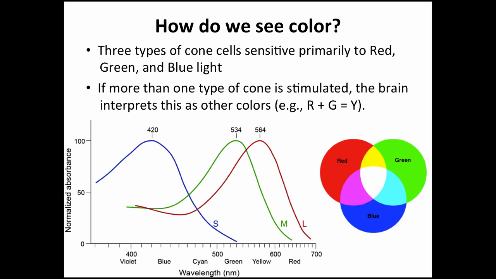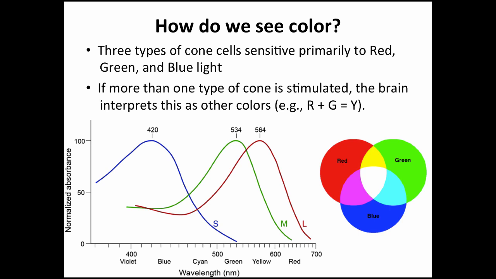But what happens if a wavelength of light enters the eye that doesn't fall right at one of these peaks? So for example, let's say that light entered the eye at a wavelength of approximately 470 nanometers. That falls right in between that blue peak of 420 and the green peak of 534. This type of light would stimulate the blue and green cone receptors equally, and the brain would interpret this as a light bluish-green color that we call cyan.